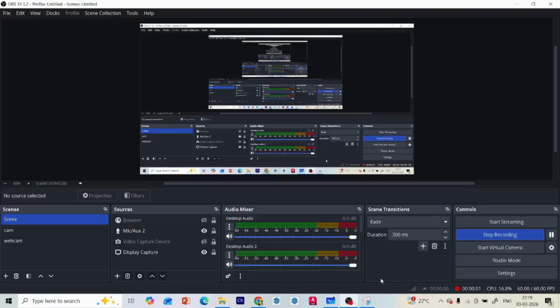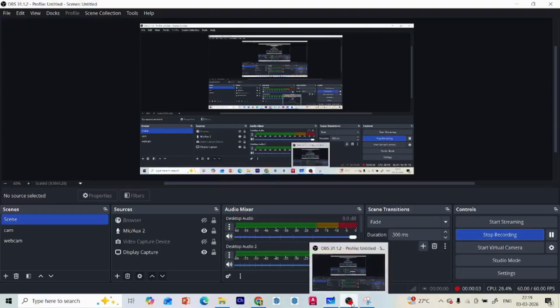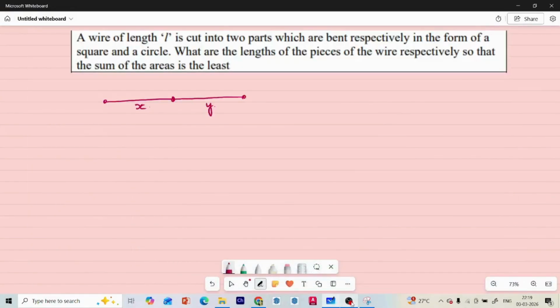Hi Nana, so let's do another problem which is basically our wire being cut into two parts. Here it goes. A wire of length L is cut into two parts which are bent respectively in the form of a square and a circle. What are the lengths of the pieces of the wire respectively so that the sum of the areas is the least? Let's say there's a wire L.